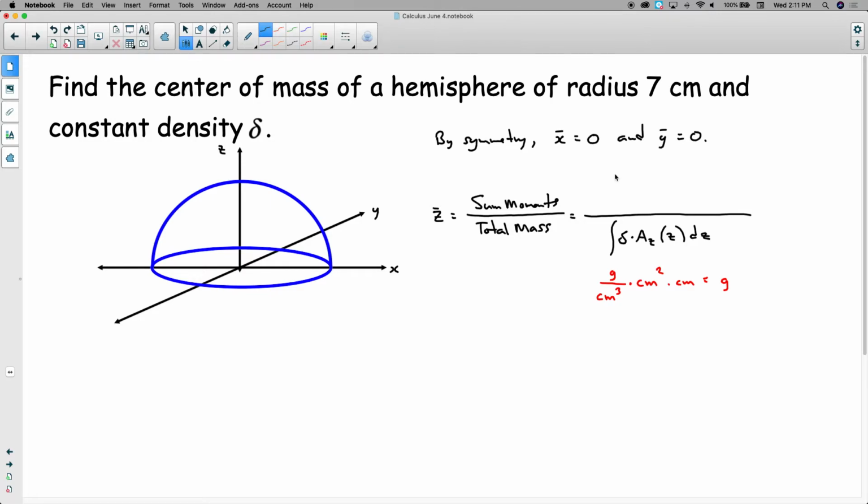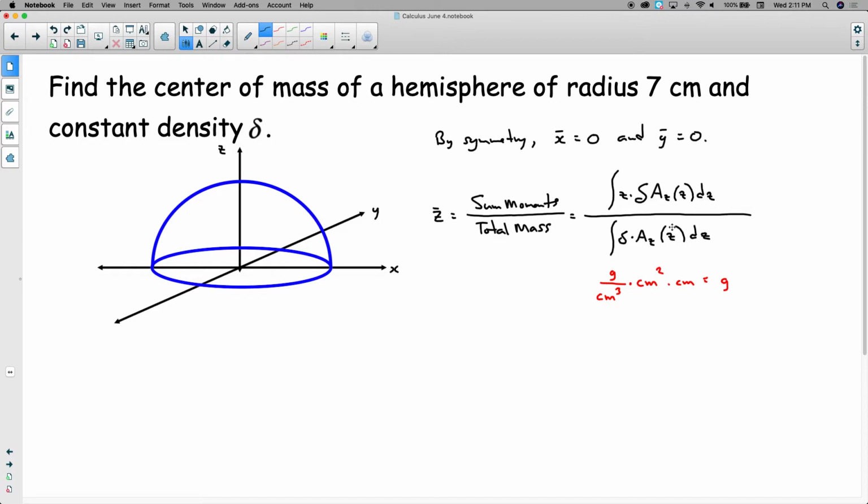Now as for the moments, it's the same formula, but it's got an extra z in there. So that's the displacement times the mass of any particular disk. And then we sum all those disks. That's what the integral does, and we generate the sum of the moments.